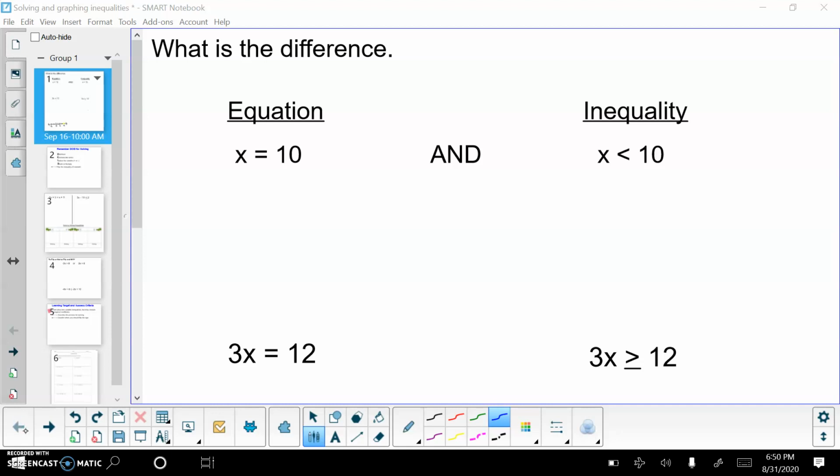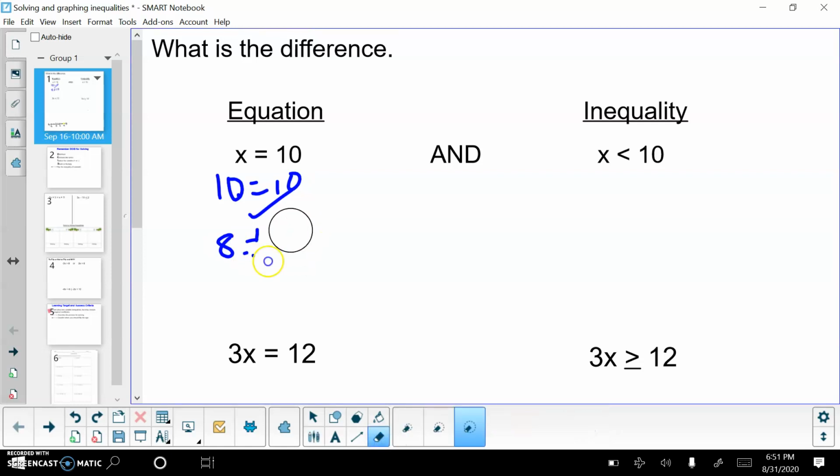So I'm just going to look at the first two. When we say x equals 10, that literally means 10 is the only answer that works. So if x equals 10 and you plug it back in instead of the x, you get 10 equals 10, and that's correct. Any other number and you plug it in, say an 8, and 8 does not equal 10, so that doesn't work. This is the simplest type of equation that we basically have.